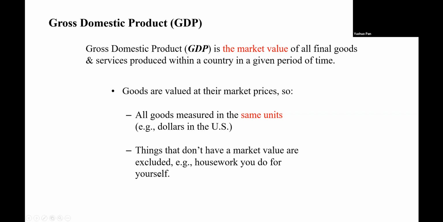Things that don't have a market value are excluded. This is a really important part. So how housework you do for yourself or the work you do for your family, your husband, your wife, or your friends, any work, if you cannot see money there, if there is no money flow, then that part will not count as GDP. Any work or value you need to count as GDP, it should have the market value. You can see how much money there. If you can see no money, which means it's not GDP. All right?